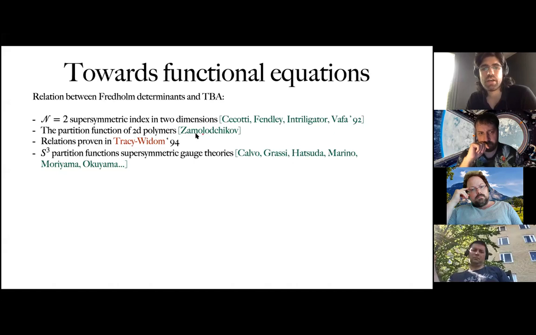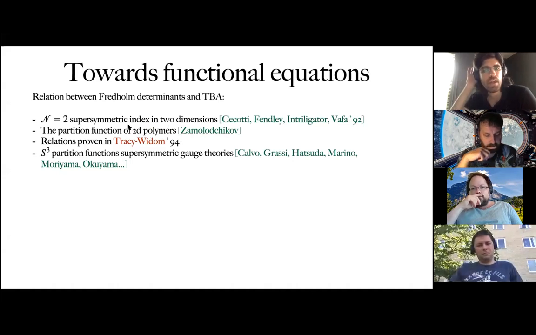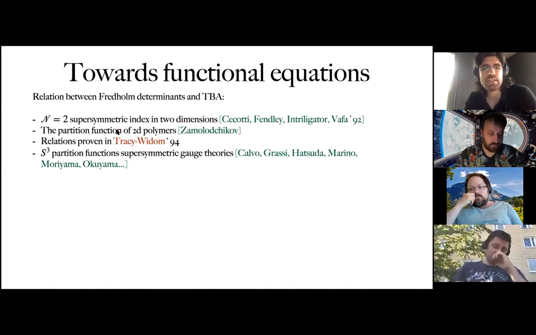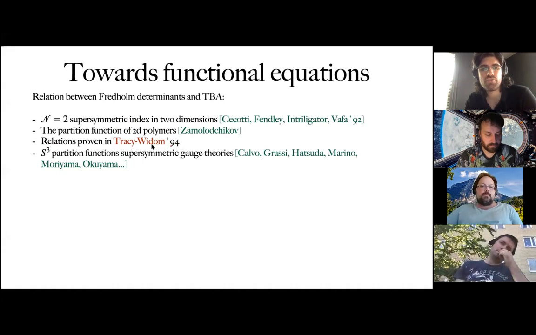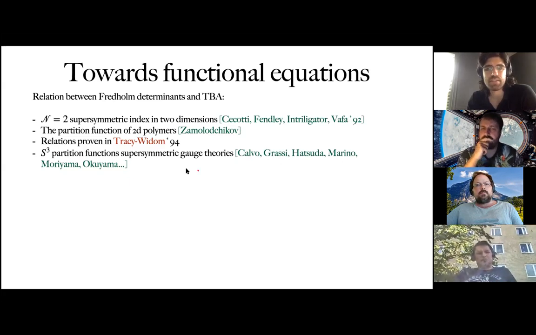Then there was an upgrade on this proposal by Zamolodchikov, which applied this to this famous paper of polymers. It generalizes a little bit the previous work. But these relations were only proven rigorously by Tracy and Widom in '94. And actually, this is the reason why we call it the Tracy-Widom TBA, just to distinguish it from the usual TBA. So we had to come up with a different name. More recently, that has been extensively used, for example, in the context of partition functions in supersymmetric gauge theories, in works by Calvo, Grassi, Hatsuda, Marino, Moriyama, Nosaka, and others.